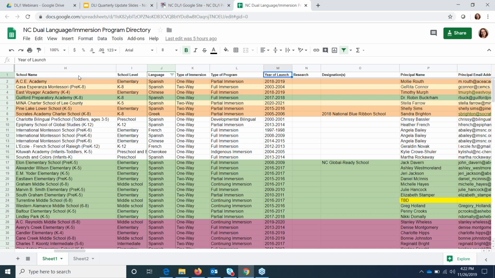The year of launch is what's in column M, and that's important because if you're searching for, for example, an established program like one you're expanding to, let's say you're expanding to your middle school, you might want to know not only what other middle schools are out there, but how long they've been around and what kind of experience they have. Followed by that, we have a note about whether or not that particular program was involved in any research, like the television color studies.